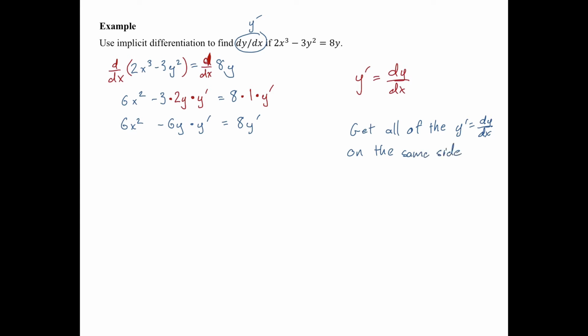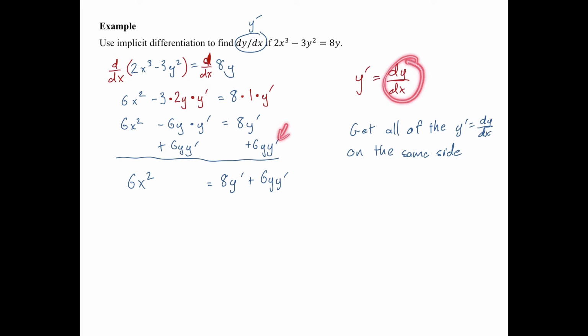So we'll go ahead and add this 6y y prime to both sides. On the left, we're left with just 6x squared. On the right, we have 8y prime plus, oh, I forgot the y. So that should be 6y y prime and 6y y prime. And again, note that this y and this y prime are different. Y is just y, something we could plug into, as we'll see in the next slide, and this y prime is what we're asked to find, dy dx, or the derivative with respect to x.